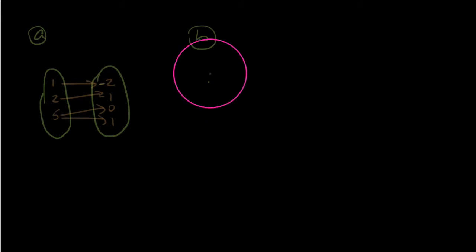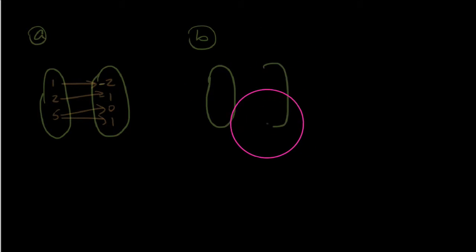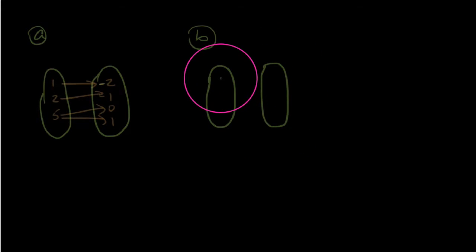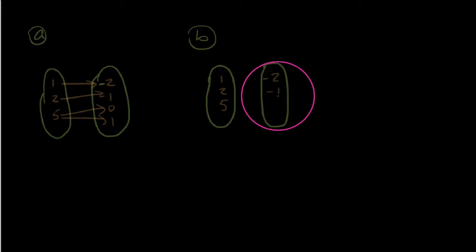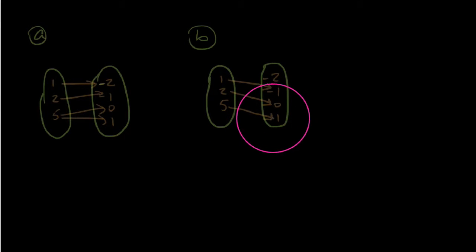And then in our second relation, we've got some input-output mapping. Let's go with 1, 2, 5, and negative 2, negative 1, 0, 1, but this time 1 maps onto negative 1, 2 maps onto 0, and we'll have 5 map onto 1. So we have our couple of relations here.